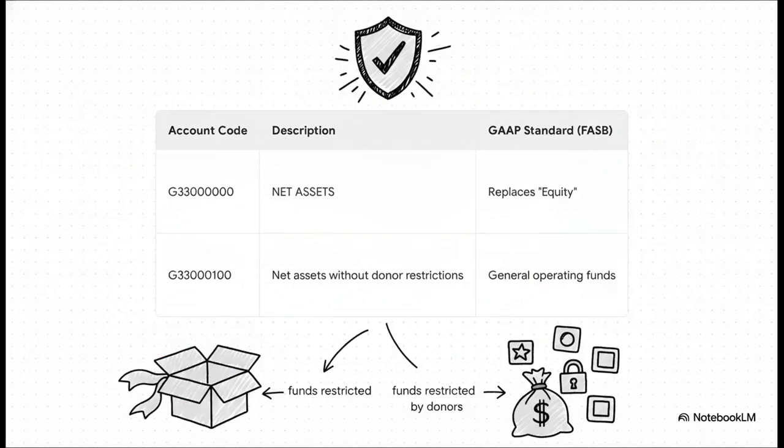And then we get to a nonprofit, and the whole vocabulary changes again. Here, we follow the FASB standards, which means we get rid of the word equity altogether and replace it with net assets. Then you break those down based on donor restrictions. So you'll have an account for funds without restrictions for general use and other accounts for funds that are restricted for specific projects. This just shows how compliance is literally built into the DNA of the account structure itself.